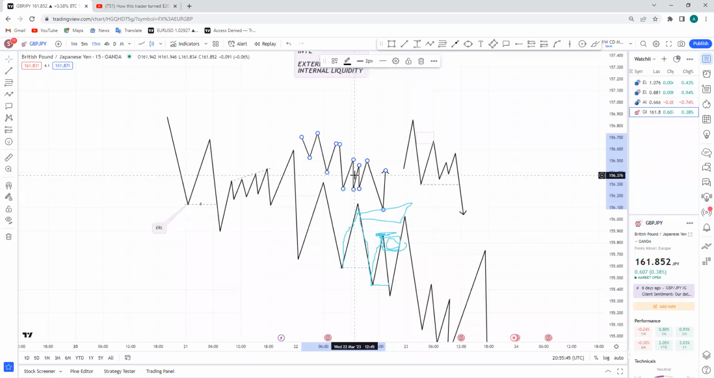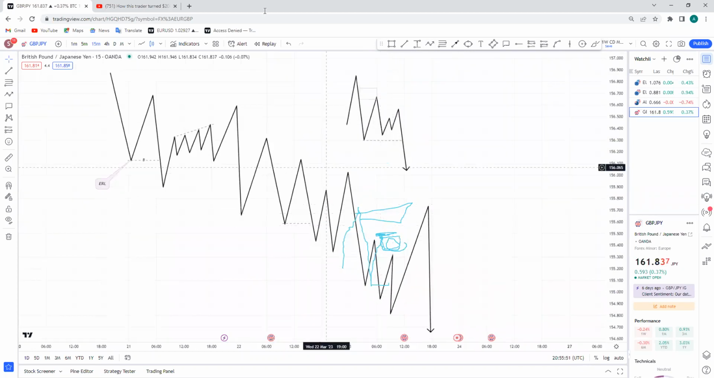That's how we continue. Now, let me draw another structure here. Let me draw another thing. Yeah. I'm coming. Let me draw another thing here.